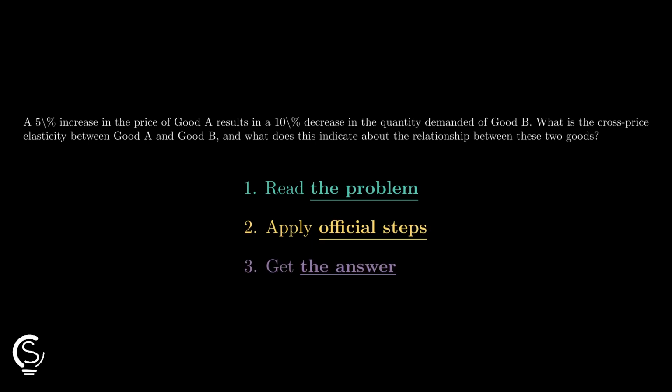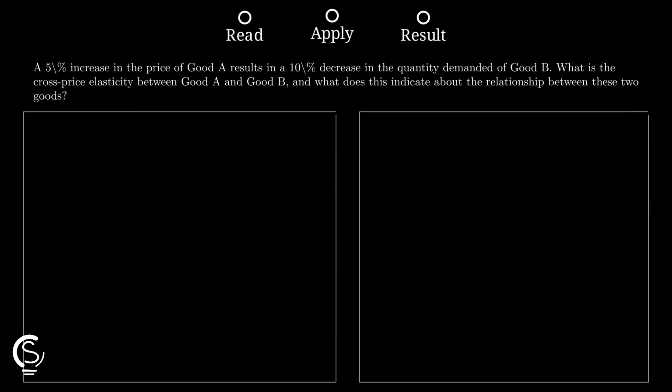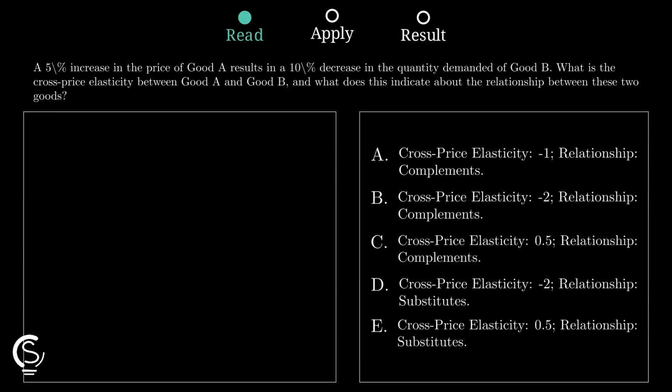Calculating cross-price elasticity is actually super fast when you know the formula. Let's solve this specific problem together in just a few quick steps. First, we need to identify the percentage change in quantity demanded for good B and the percentage change in price for good A. These two values are our essential starting points.